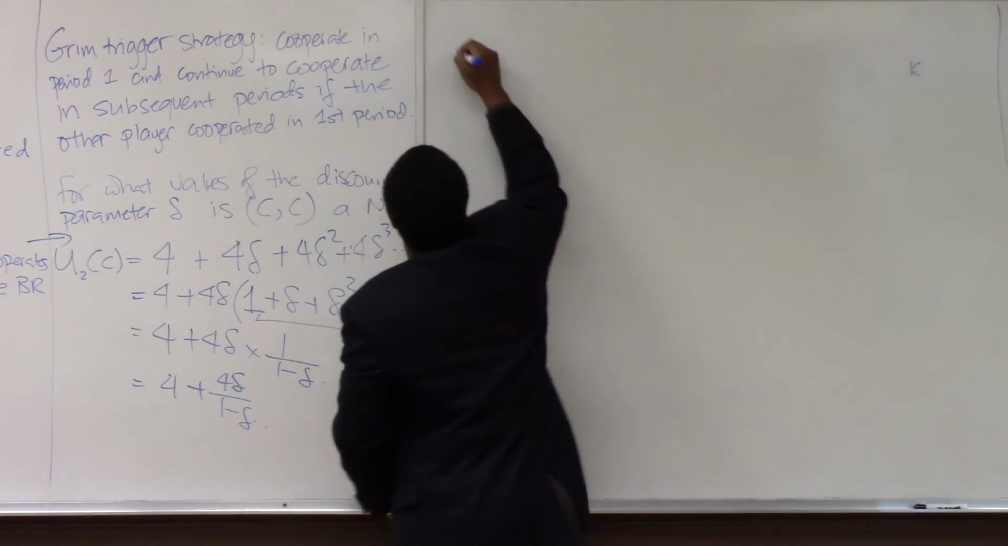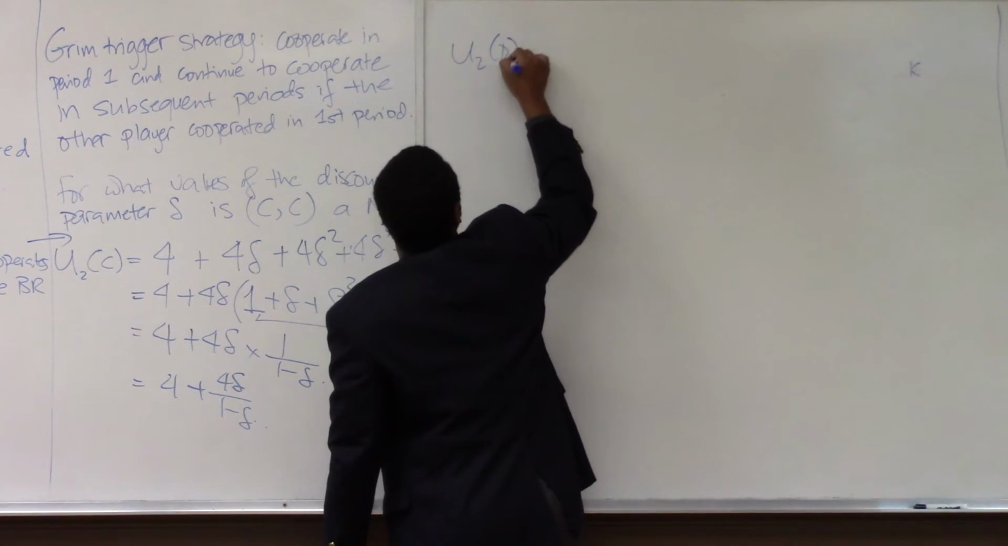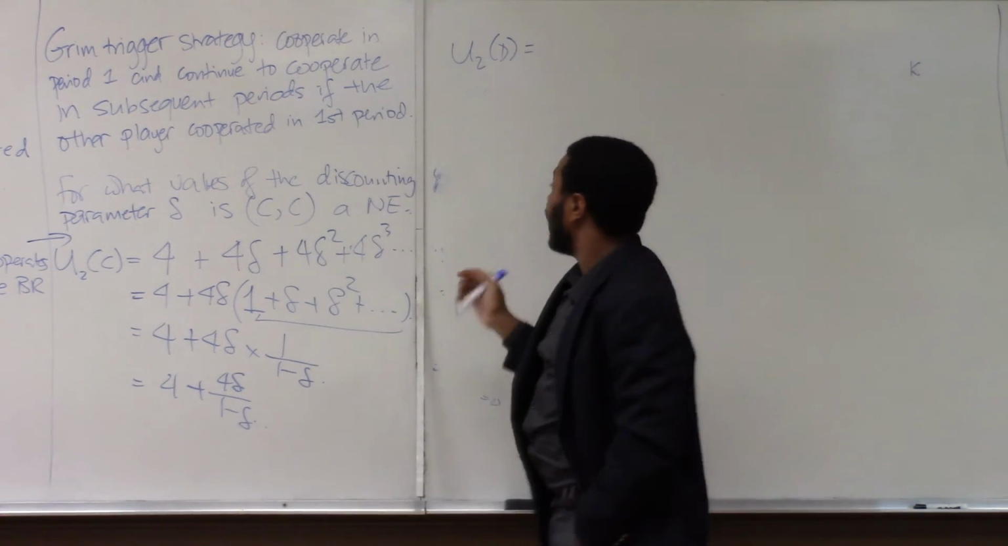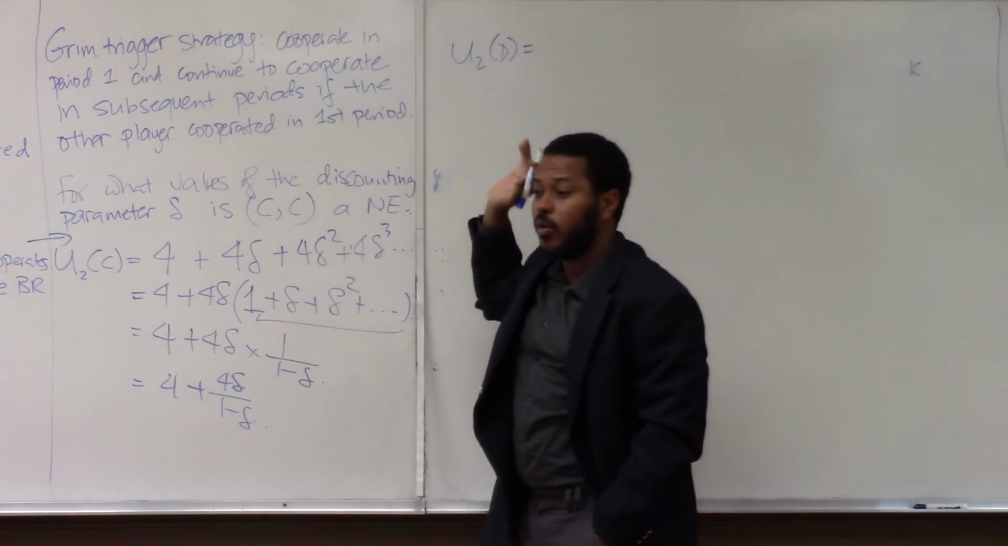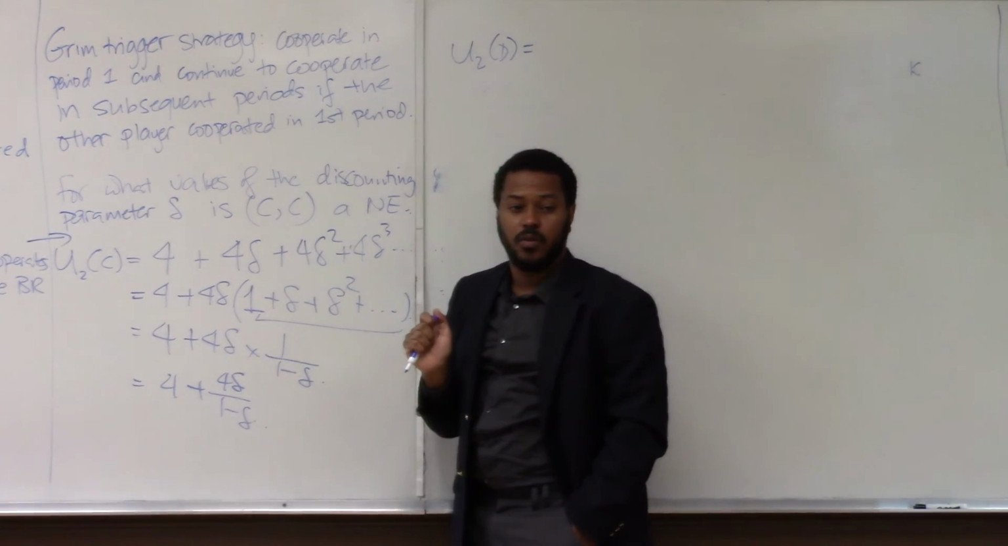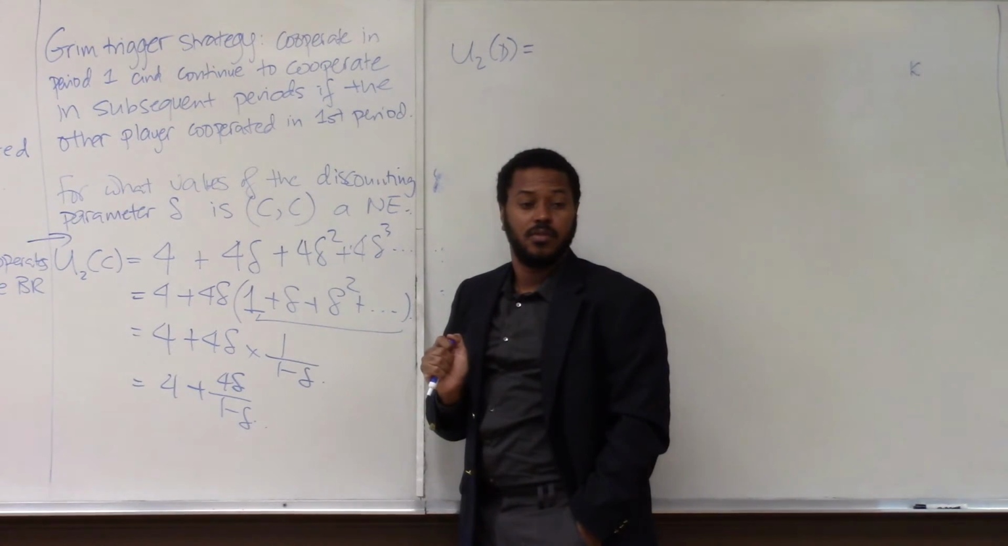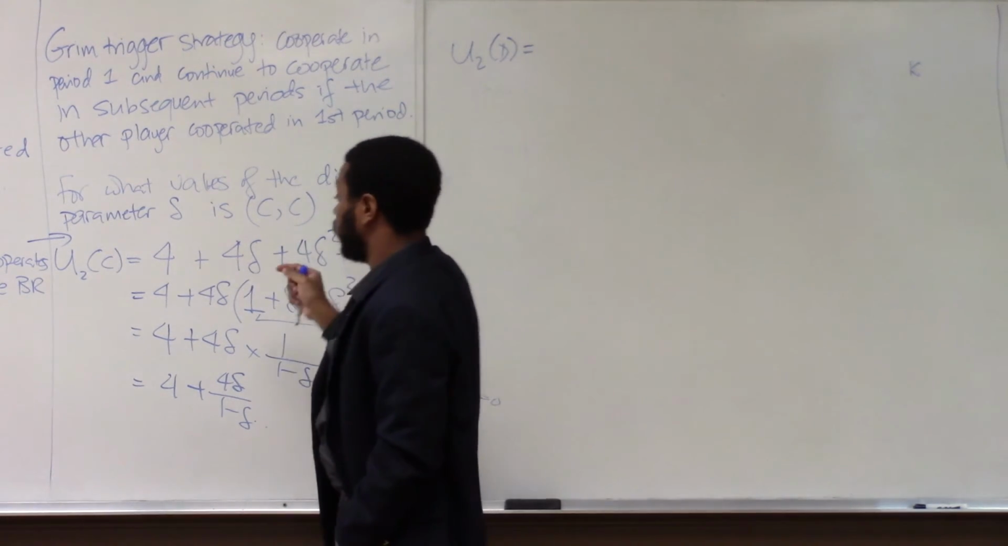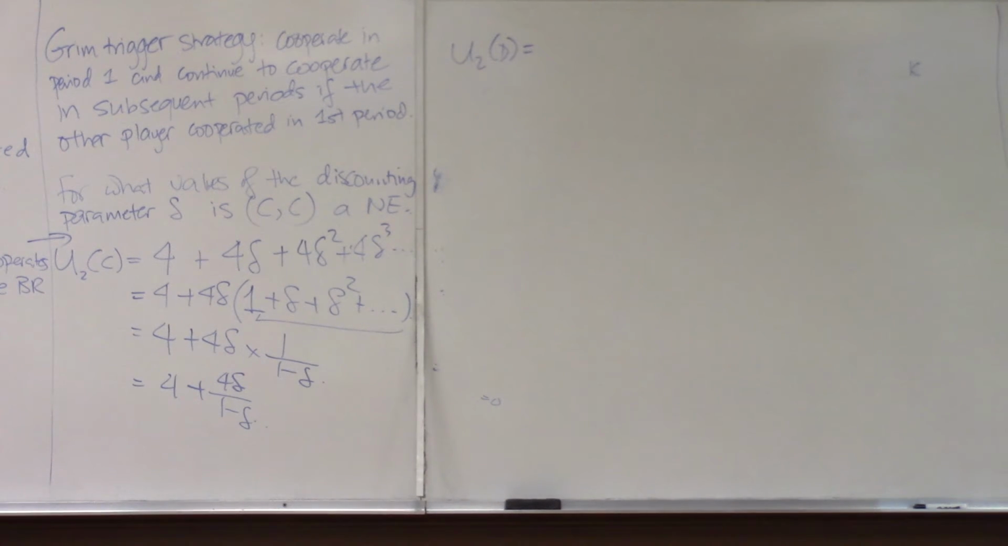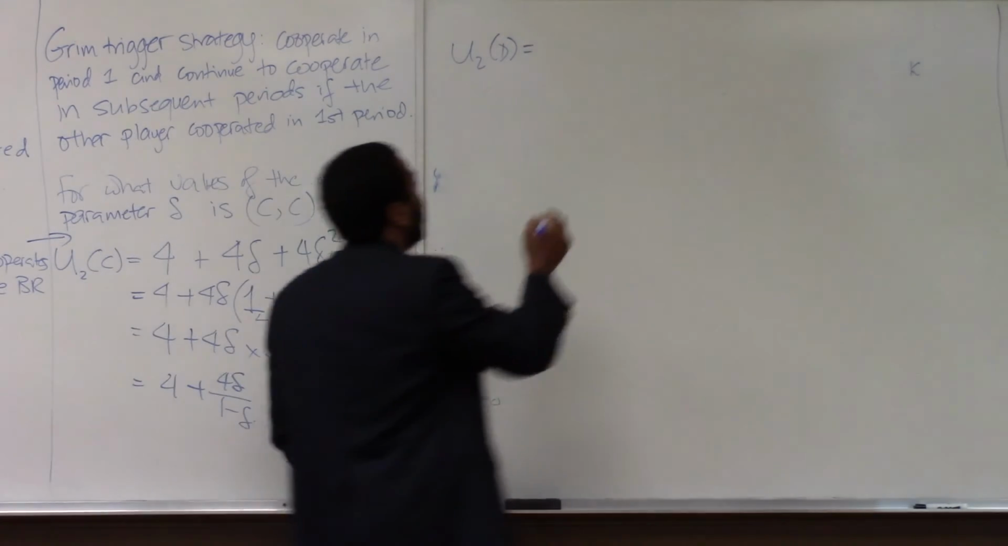Now let's look at the utility of player 2 from defecting, given that player 1 is playing the grim trigger strategy. In period 1, what is player 1 committed to do? Player 1 is committed to cooperate. Sorry, I mixed that up. Player 1 plays cooperate, player 2 plays defect, and so player 2 is going to get a utility of 5. Does everybody see that? Okay, so player 2 in period 1 is going to get a utility of 5.